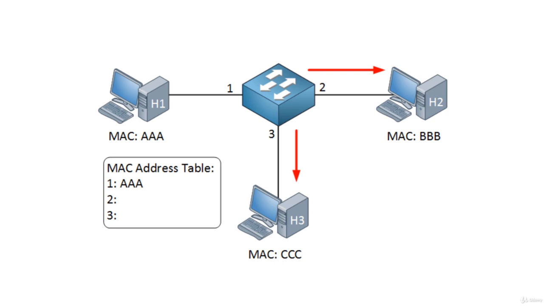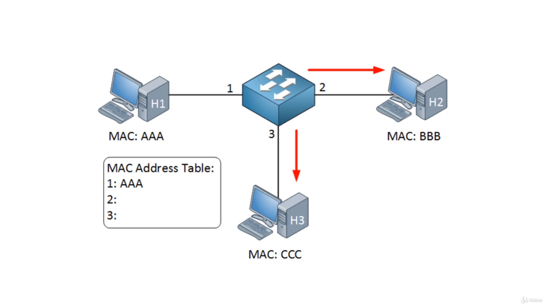To exchange frames between networking devices efficiently, the switch will dynamically construct a MAC address table using the source MAC address of the received frames and the incoming port. In this example, when host 1 or H1 sends a frame, the switch will learn that the MAC address of H1 is connected to port 1 and will map the MAC address of H1 to port 1. This process is called MAC learning.